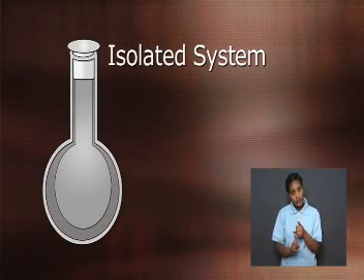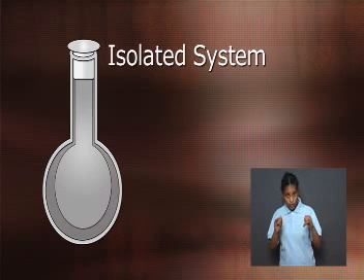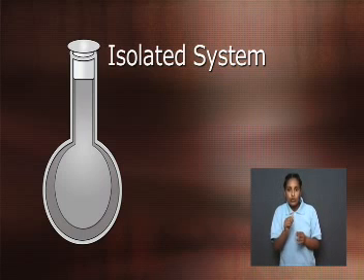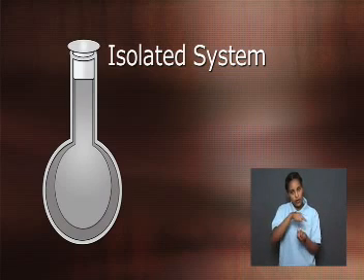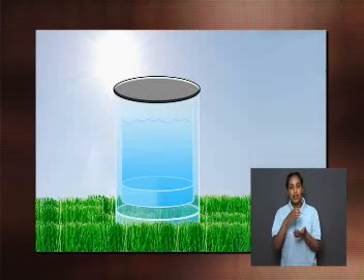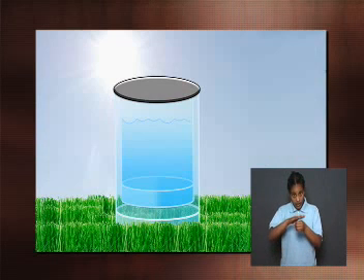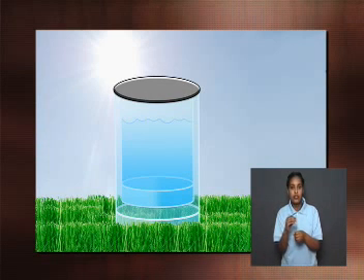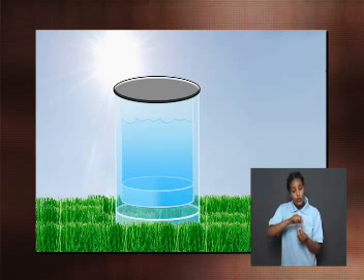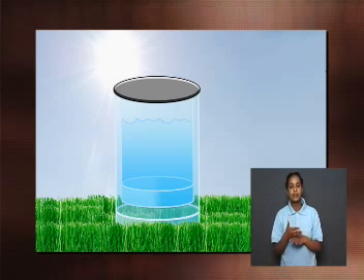Finally, we have an isolated system. Neither the transfer of mass nor the transfer of energy takes place across its boundary with the surroundings. The glass of water would have a lid and it would be insulated. Therefore, the heat of the surroundings would not affect the temperature of the system. Thus, both the energy and the mass of the system remain unchanged.